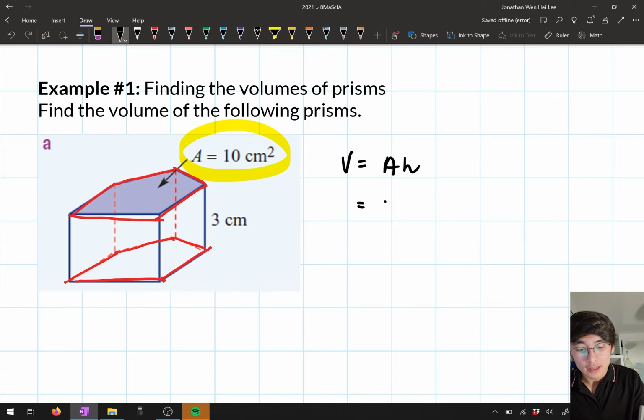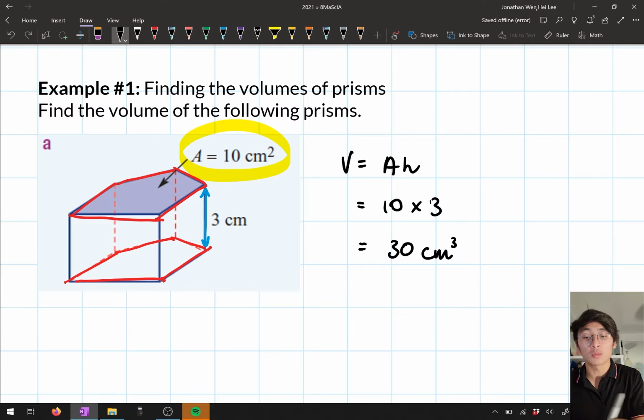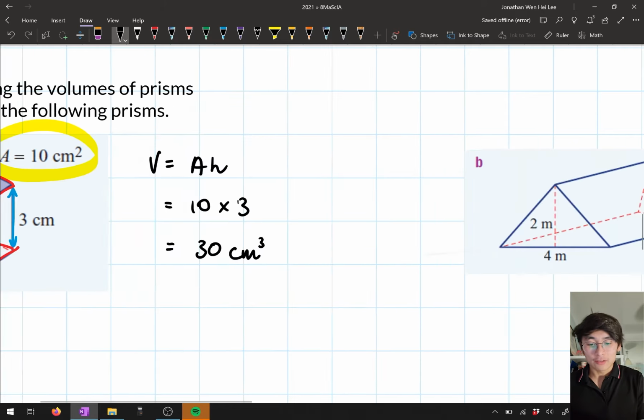So I'm going to write 10 times, well, the height is just the distance between the two of them. Here, they tell me that the height between the two of them is 3 centimeters. So I'm going to multiply that by 3, and I get 30. And just like we looked at last lesson, volume is measured in cubic units. So this is going to be 30 cubic centimeters, because all of these measurements are in centimeters. So when we're trying to find the volume, all we need to do is find the area of the cross-sectional shape and then multiply it by the height. Let's have a look at the next example.